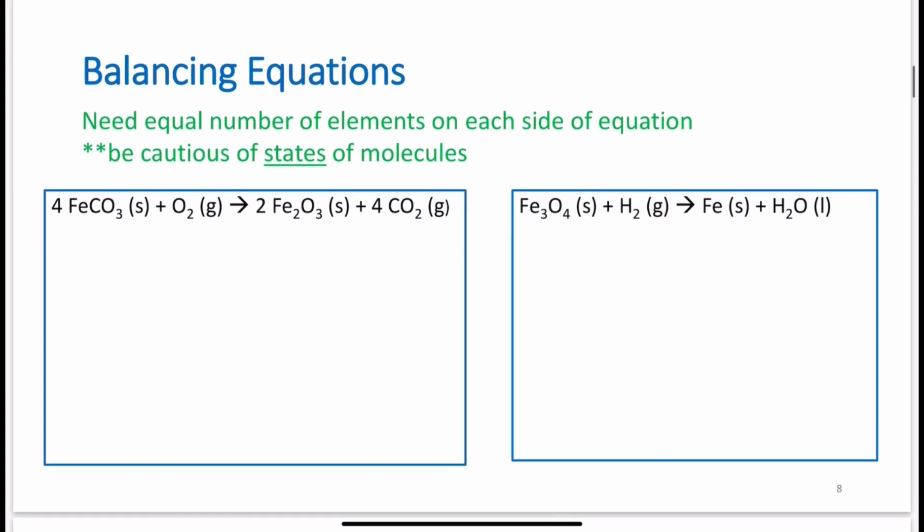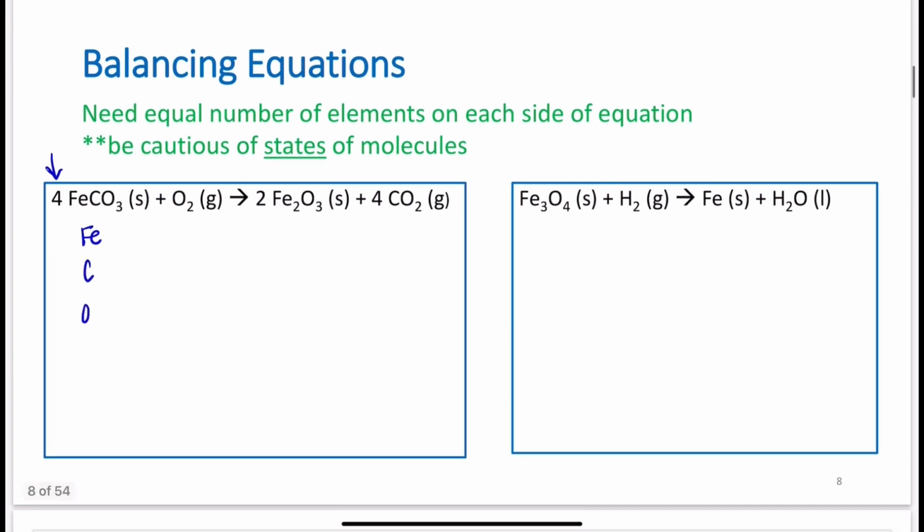So let's look at some balancing. Remember that we need an equal number of elements on each side of the equation. This first reaction we're going to look at appears to be balanced. Let's just go ahead and make sure. Well, I've got iron, I've got carbon, and I've got oxygen.